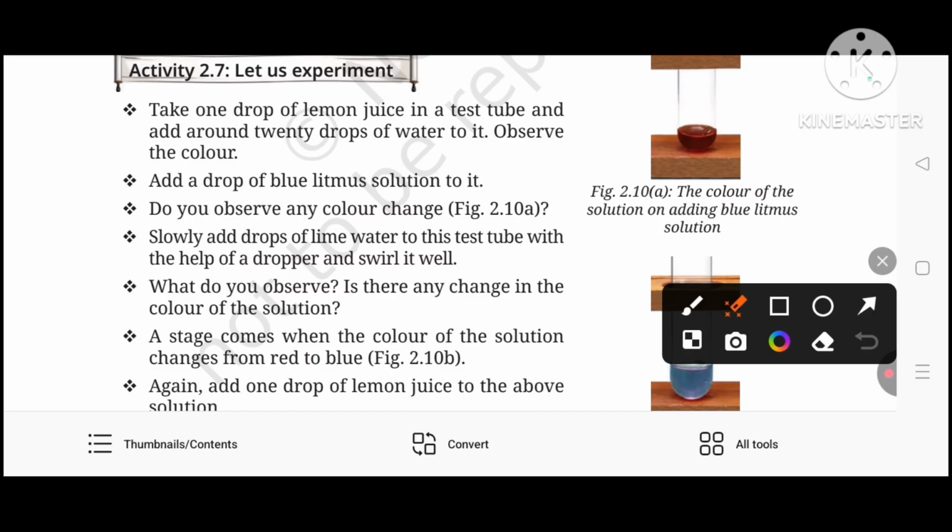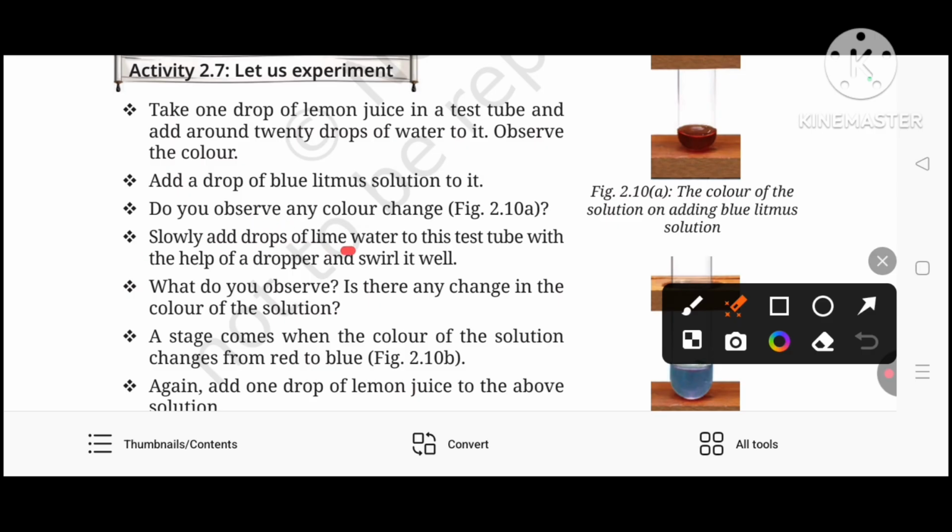As we know that lemon juice is acidic in nature, the blue litmus, which is blue in color, gets converted into a reddish brown or reddish color, indicating that the lemon juice is acidic. Do you observe any color change? Yes, we observe the color change. The color of the solution on adding the blue litmus solution becomes reddish in color.